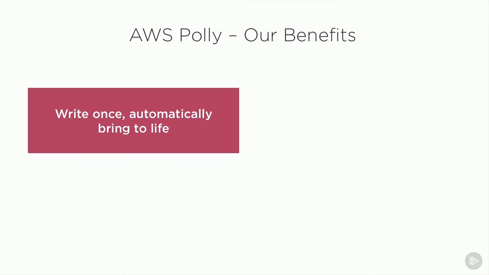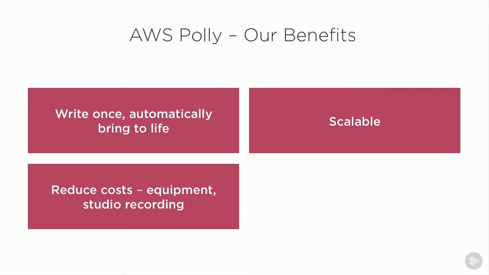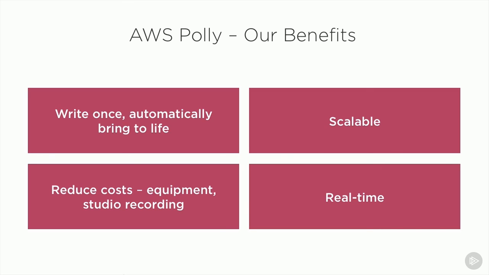What are the advantages of using AWS Polly? First, you can write your content once and have Polly automatically bring it to life for you. It's a scalable solution. You can change voices easily and add foreign languages without extra effort. You can reduce your costs. You don't need to purchase special microphones and recording devices, nor do you have to do any studio recording. It can be real-time, you can send text to be converted, and you can play the audio stream immediately to the end user.